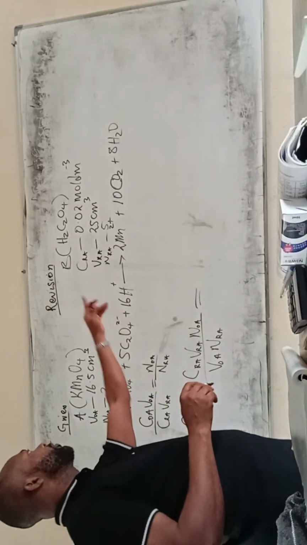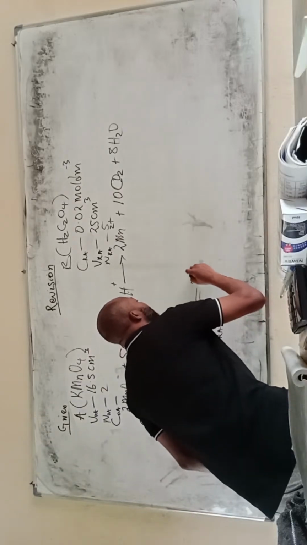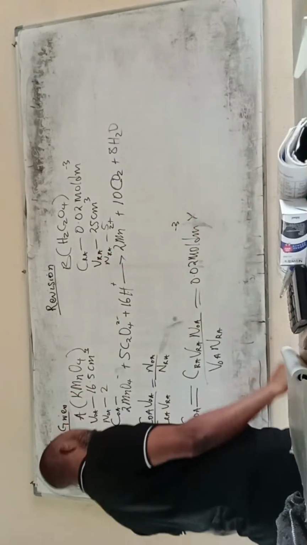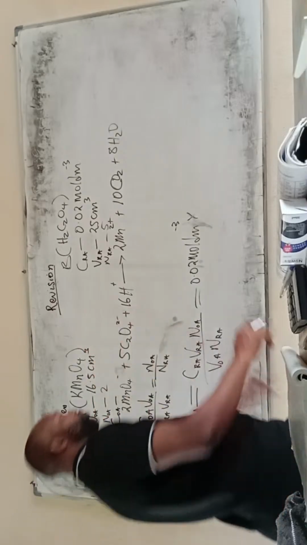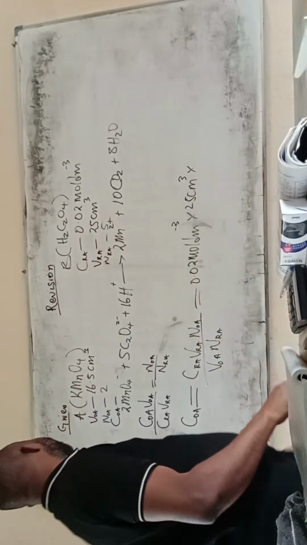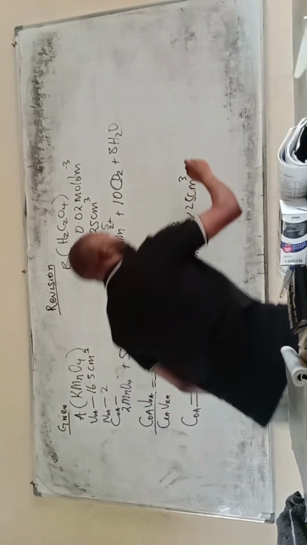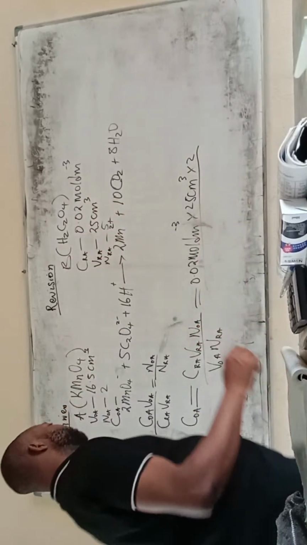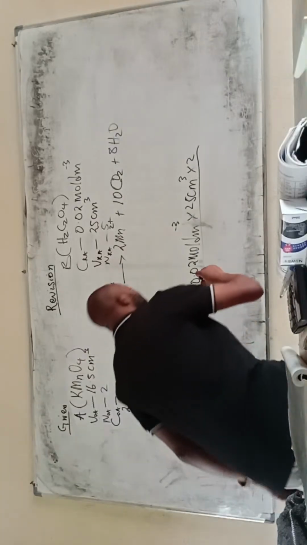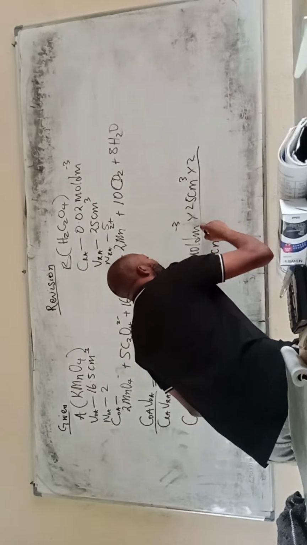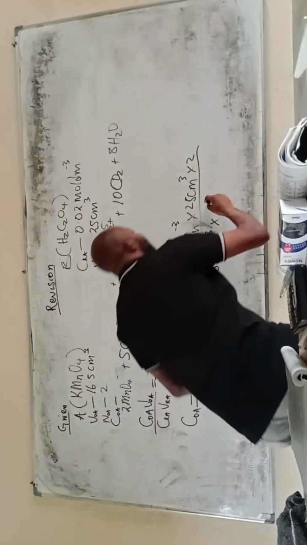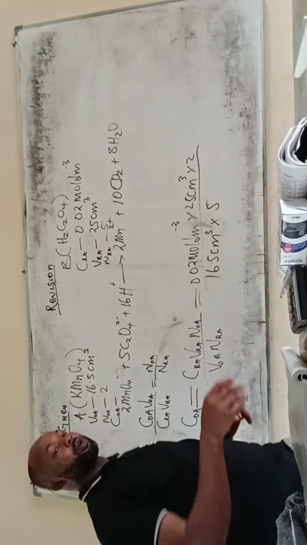The concentration of the reducing agent is given to be 0.02. So I have 0.02 mole per dm cubed, times the volume of the reducing agent. The volume of the reducing agent is 25 cm cubed, times the number of moles of the oxidizing agent. The oxidizing agent is 2, all over the volume of the oxidizing agent. The volume of the oxidizing agent is 16.5, times the number of moles of the reducing agent. The reducing agent is 5. So all of that will proceed.